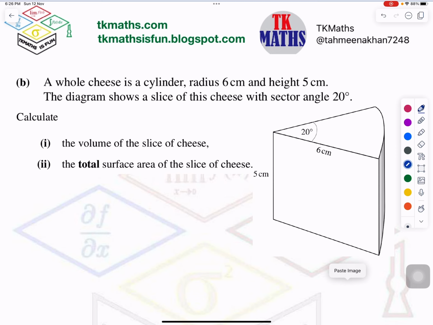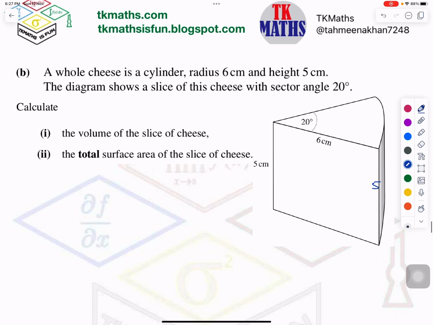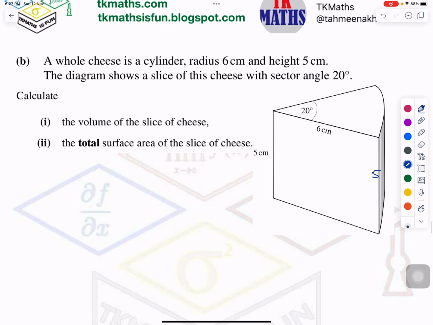The height of this cheesecake is 5 centimeter. You have to find the volume of this slice, basically. Now here you need to remember one thing: when we find the volume of a cylinder, this is your cylinder. And what is the formula? No formula is given to you in the question, so you have to use the concept.